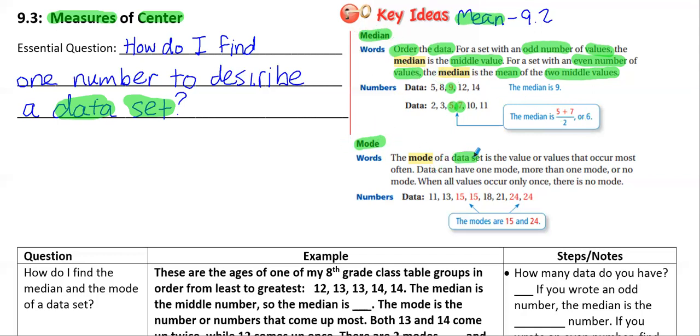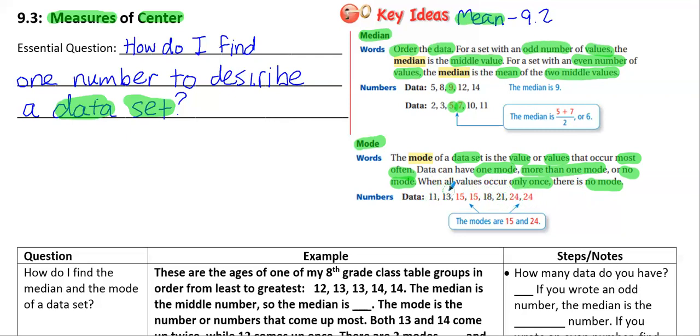The mode of the data set is the value or values that occur most often. Wait, so value or values. So I guess there can be more than one mode. In fact, there could be no mode. Data can have one mode, more than one mode, or no mode. When all the values occur only once, there is no mode. So let's look at this data set: 11, 13, 15, 15, 18, 21, 24, 24.